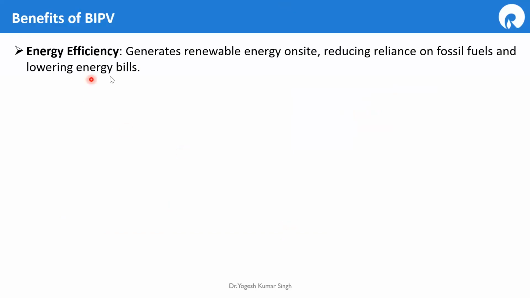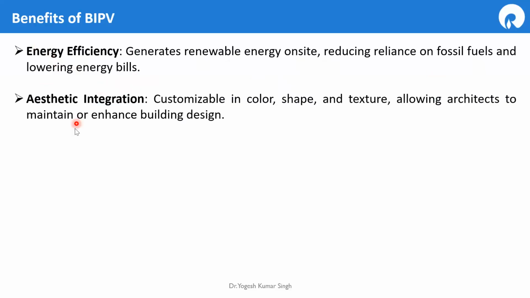So what is the benefit? The first benefit is the energy efficiency. Whenever we use this particular system, we are using renewable energy at that particular location, and this will help in reducing fossil fuel use, and it will also lower the energy bill. So that is the first benefit, energy efficiency. If you're using the BIPV system, it will very well cover the energy efficiency.